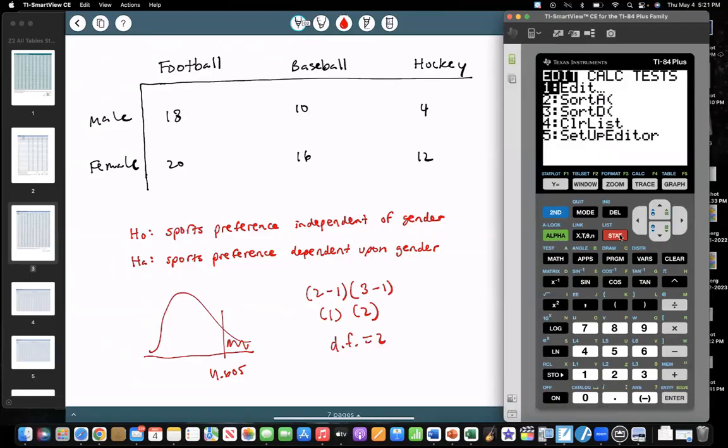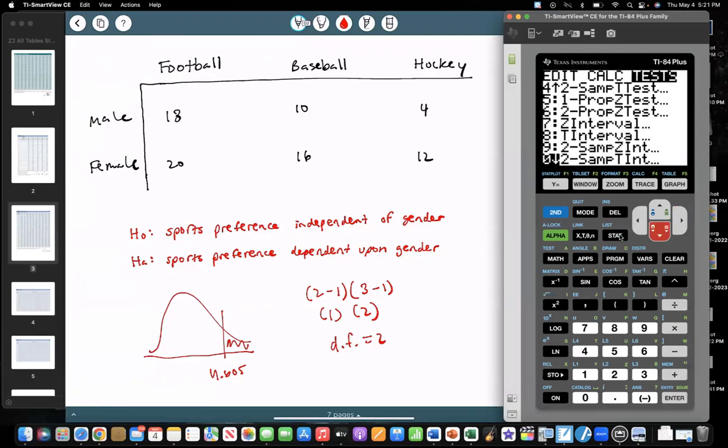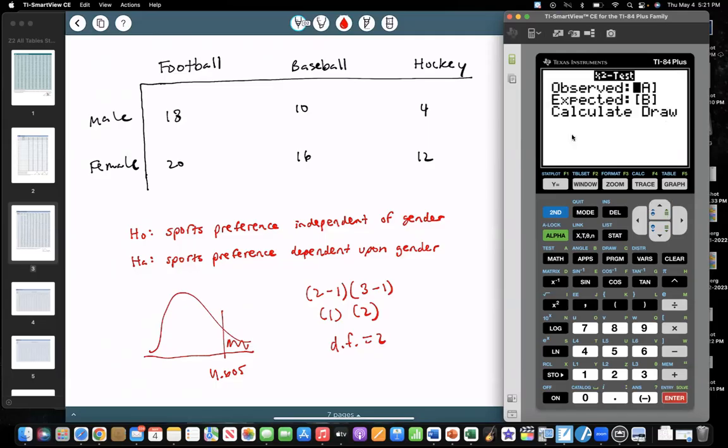So if we go back to stat, go over to tests, right above the goodness of fit test, you'll see just the regular chi-square test. See? Okay, so our observed values are in A. So all you have to do is click calculate. It'll tell you the degrees of freedom 2, right? So if you forget how to do this, you can get that from here as well. Okay, it looks like my chi-squared is going to be 2.385.